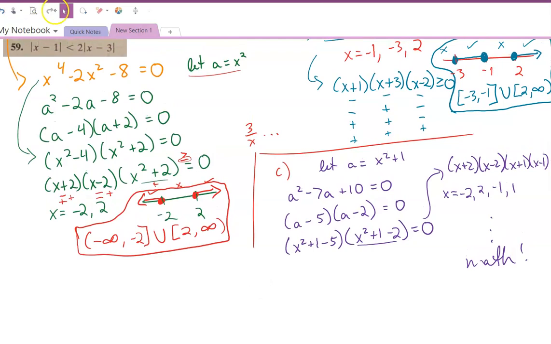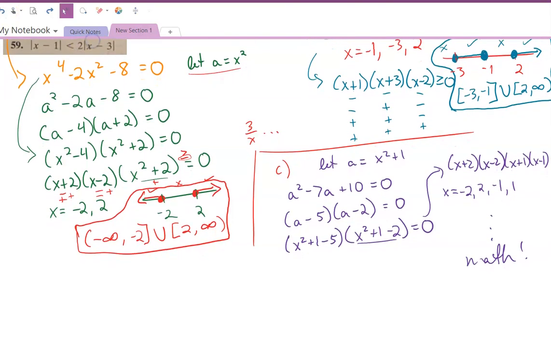Let me see if I can drag this down. Nope. That's all right. I'll just rewrite it.